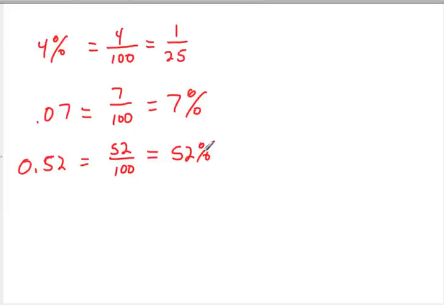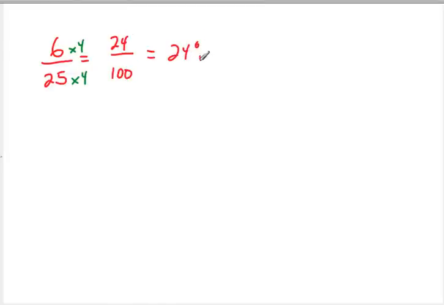If we have a fraction and we want to write it as a percent, such as 6 over 25, to get percent, we want the bottom to look like 100. This is easy by multiplying 25 by 4, and then you would have to do the same thing to the top. So we get 24 over 100, which is 24%.